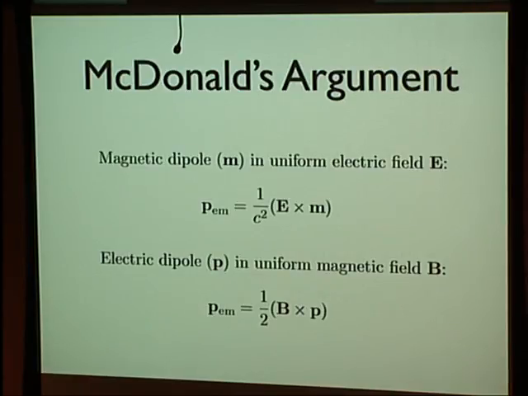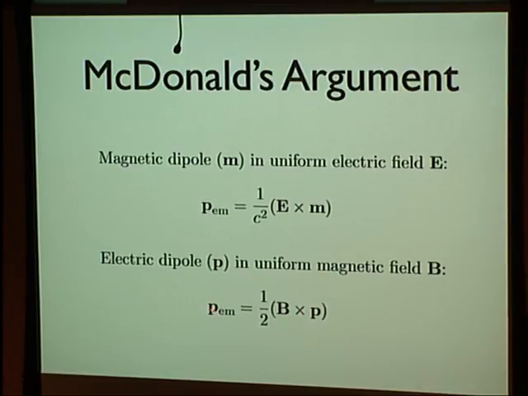So here I've listed these well-known formulas for the momentum in a magnetic dipole in the presence of a uniform electric field. It happens to be 1 over c squared times E cross M. And for an electric dipole in a uniform magnetic field it's 1/2, that's weird, it's 1/2 this time, times B cross P. But those are formulas that you can easily calculate. Just write down the field of a magnetic dipole or the field of an electric dipole, as the case may be, and do the integral, and this is how it comes out.